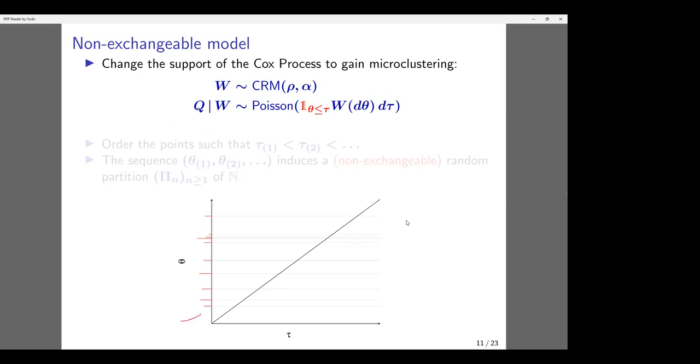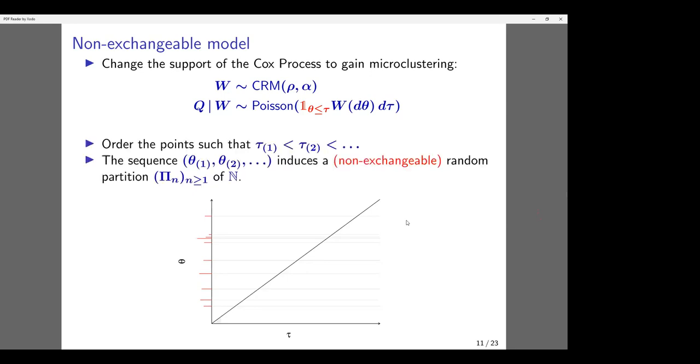So W here is now a completely random measure with some Levy intensity rho and some base measure alpha. And I'm simulating a Poisson process conditionally on W, which is given by the measure W times the Lebesgue measure on tau, restricted to the fact that theta is less than or equal to tau. Okay, so essentially, you can see it as sampling a point process over the whole upper quadrant and just keeping the lower right elements.